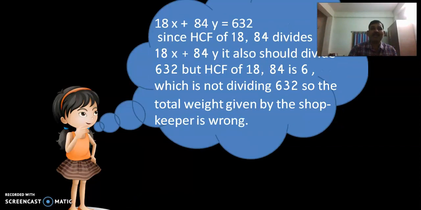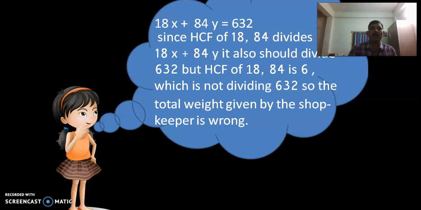Let us consider the 18 kg bags are say X and 84 kg bags are say Y. Then number of bags of 18 kg are X, so its total weight is 18X, and 84 kg bags total weight is 84Y. So the total weight must be 18X plus 84Y, which is equal to 632, which was given by the shopkeeper.